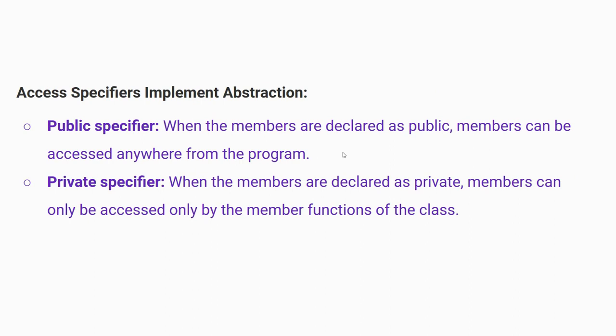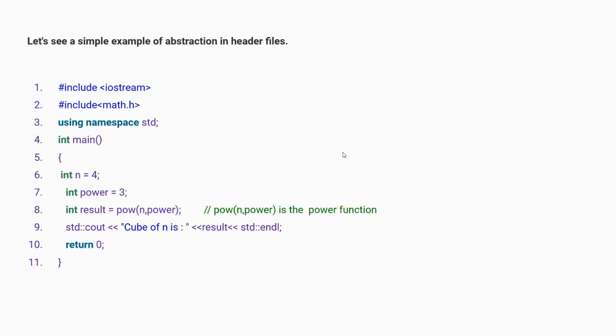Access specifiers implement the abstraction. Public access specifier, private access specifier. In the public access specifier, when the members are declared as public, members can be accessed anywhere from the program. When the members are declared as private, members can be accessed only by the member functions of the class.